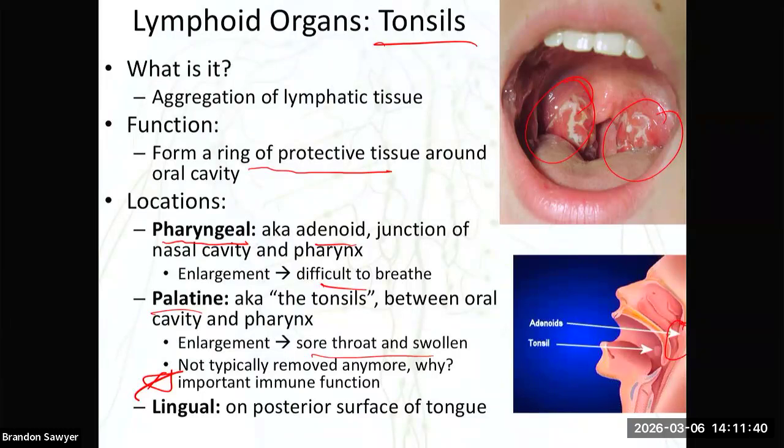It makes sense to have a bunch of our immune cells right in these places where things can get into our body, right? So we can quickly mount an immune response against those things. Then we also have the lingual tonsils, which are on the underside and back part of the tongue.